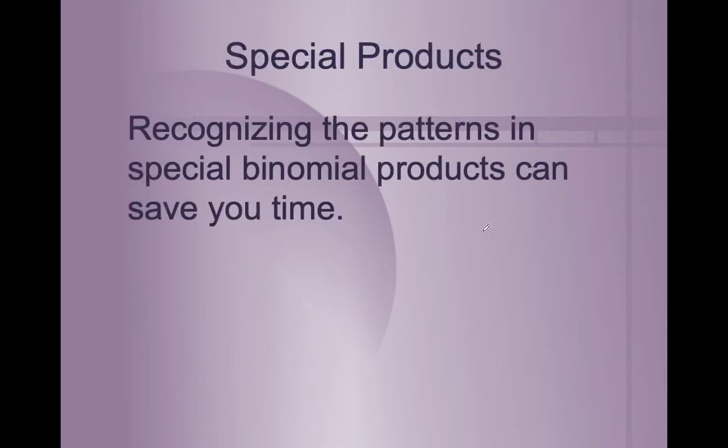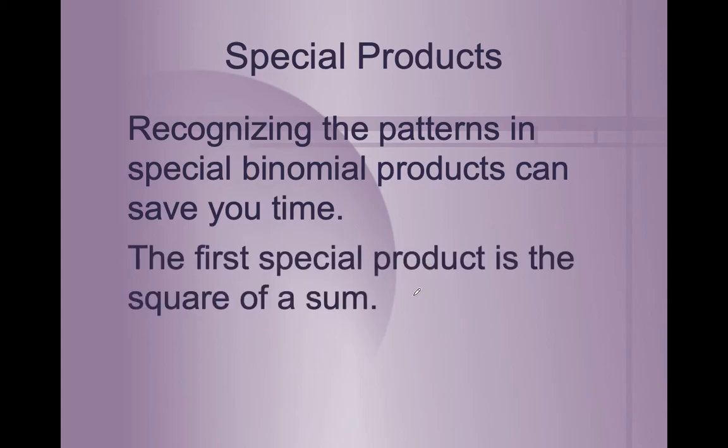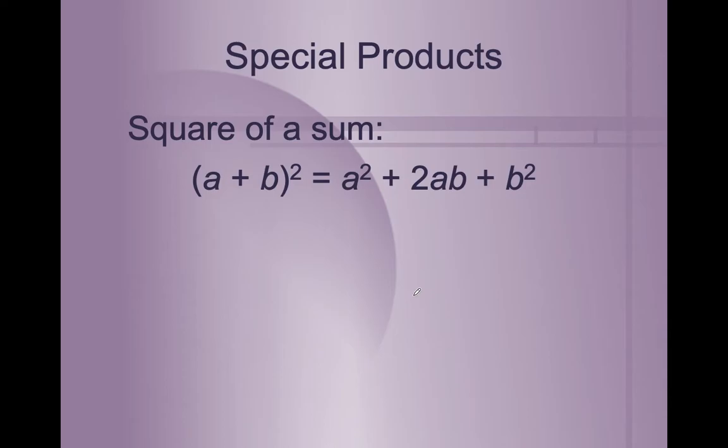So here we go. Let's talk about the first one. The first one is going to be the square of a sum. Notice here, here's our example. We've got a plus b, a sum, and it's being squared. Your answer will be as follows. Whatever the a value is, it'll be squared.